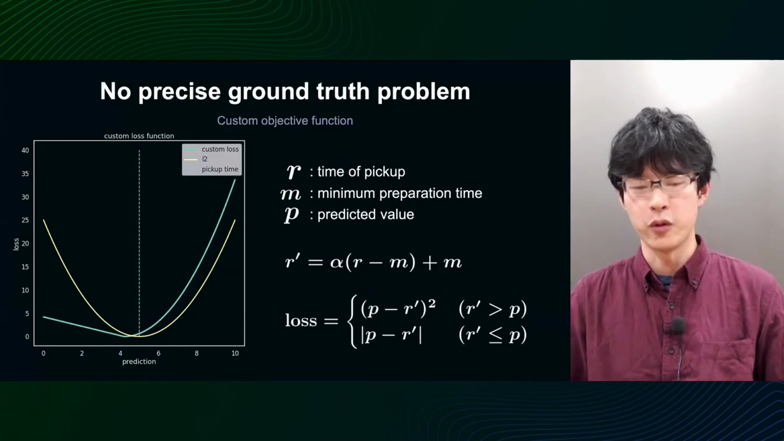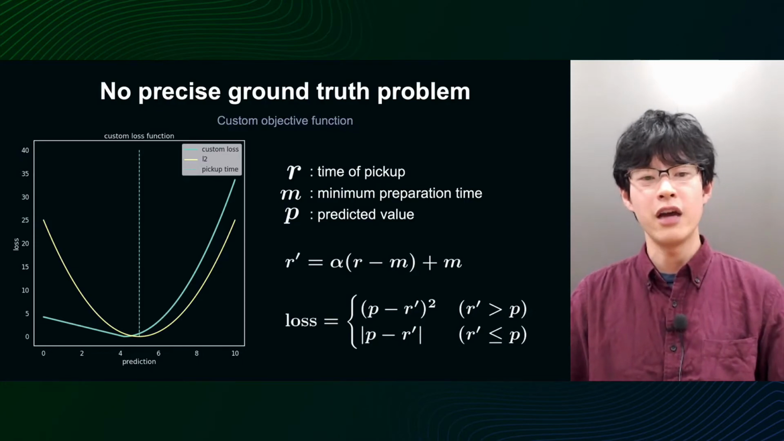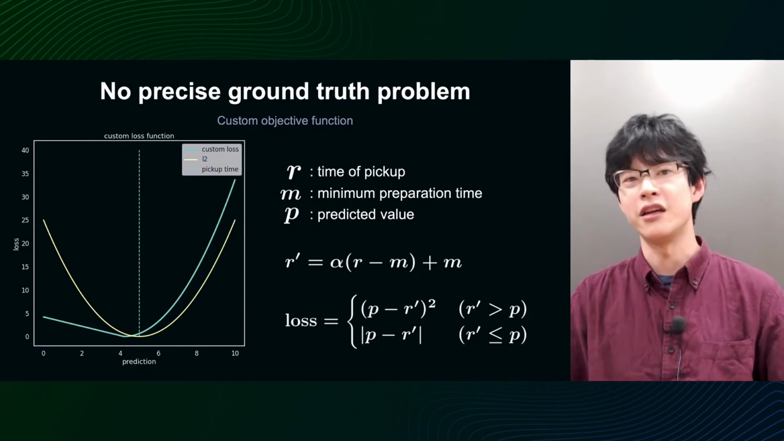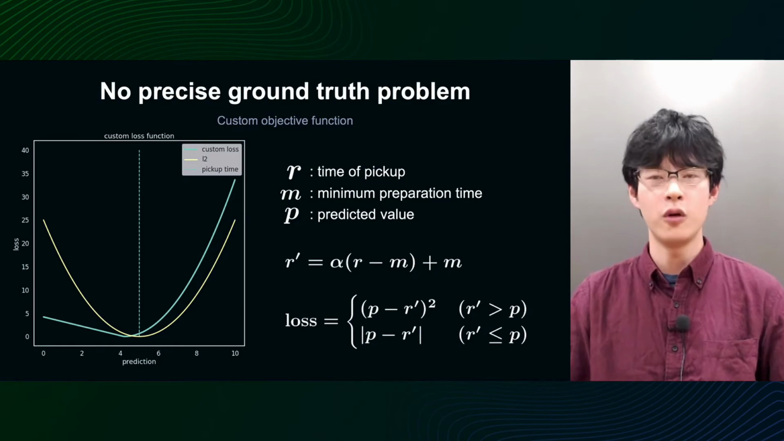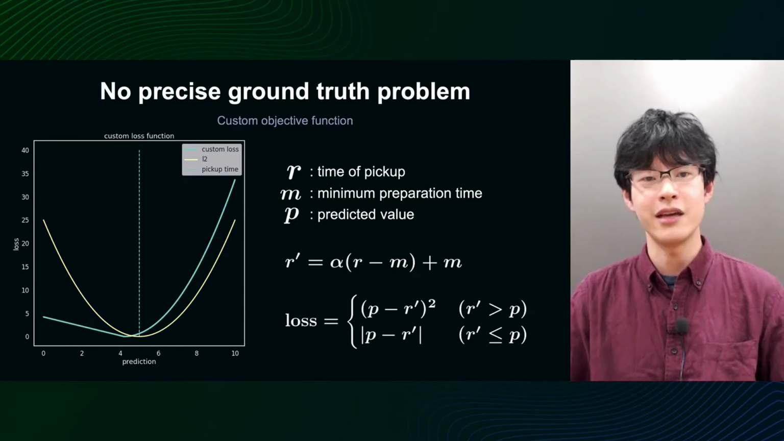On the other hand, let's assume that the data is unreliable and the driver did not wait at the restaurant. In this case, the driver completed the pickup in 5 minutes, but the food was actually ready before 5 minutes. We will use the custom loss function, the green one, for the unreliable data.